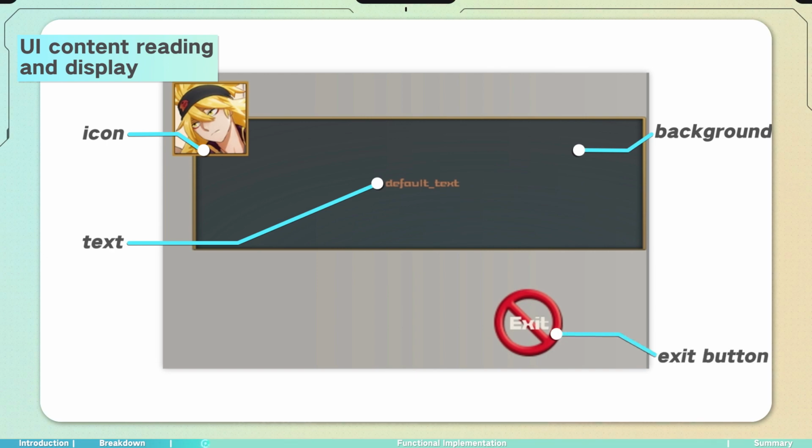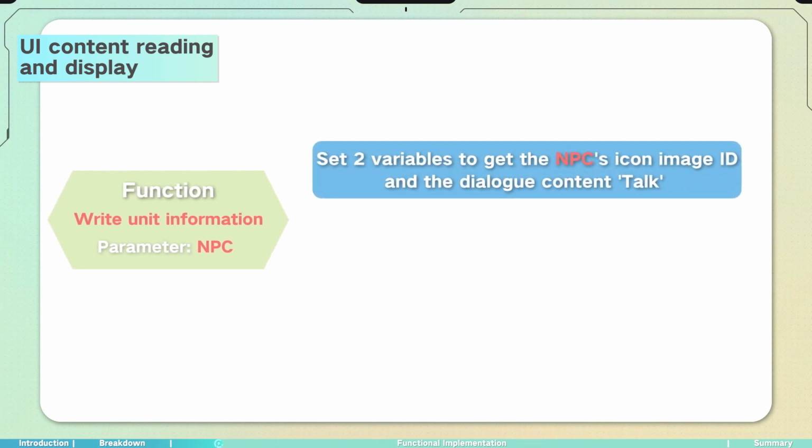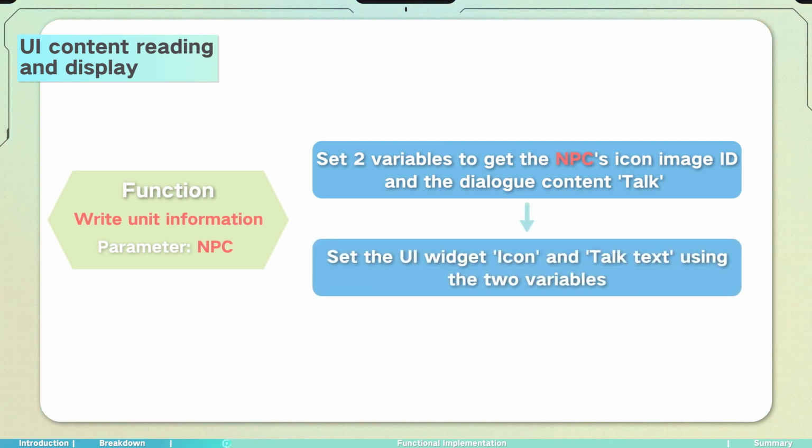Then, the chat UI needs to be able to read and display the correct information. We can customize a function, write unit information, with a parameter NPC to achieve this. Set 2 variables to get the icon image ID and the dialog content talk we preset. Then, set the UI widget icon and talk text using the 2 variables. In this way, when we call this function later and specify the NPC, the corresponding icon and dialog content of this NPC will be obtained and displayed on the chat UI.